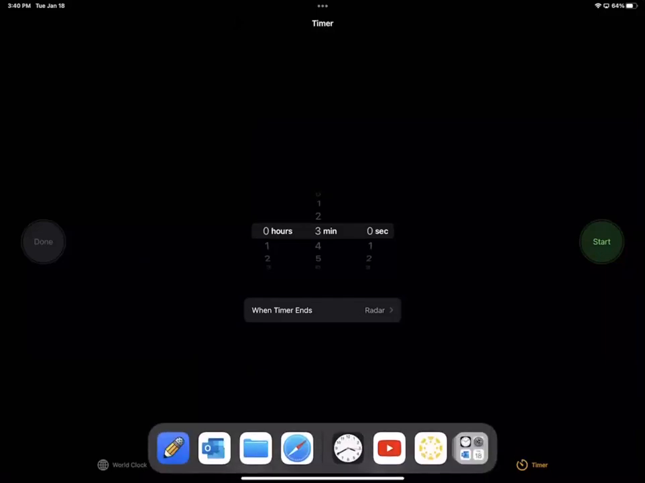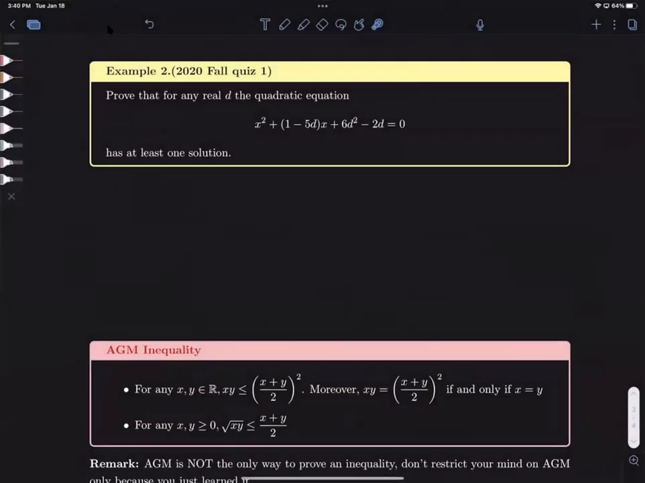Okay, time's up. Anyone would like to share how you would approach this question? What do we do first? What are we trying to do? Discriminant, that's correct. What do we want it to be? We want it to be greater than or equal to 0. Exactly. So let's start with the proof.